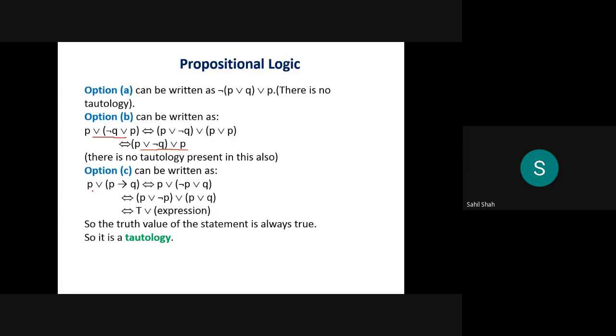Option C, P disjunction P conditional Q. We are observing that P conditional Q we are replacing by negation P or Q. So again, I am simply using associativity, where change of basis doesn't affect the final result. So P or negation P or P or Q. So for this P or negation P, we are getting true. True or with any expression will result in true. Hence, this is a tautology.